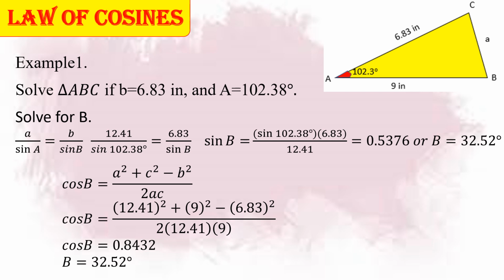and then all over 2 times yung A natin, that is 12.41, times C, which is 9. So, input nyo lang sa calculator ninyo, 12.41 squared plus 9 squared minus 6.83 squared all over 2 times 12.41 times 9. And then, what we get is 0.8432. Or just get the degree since ang hinanap natin is angle. And that makes the angle B is equal to 32.52 degrees.